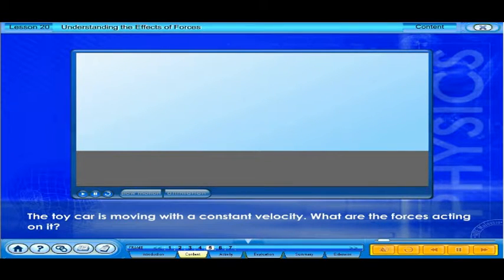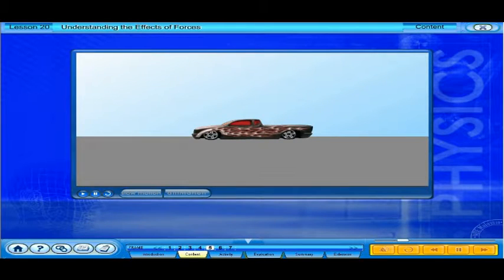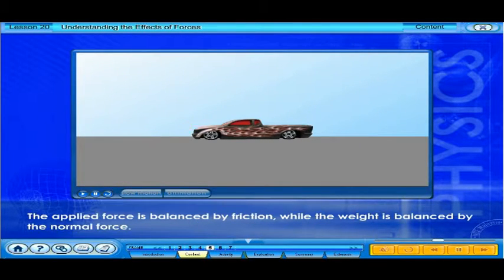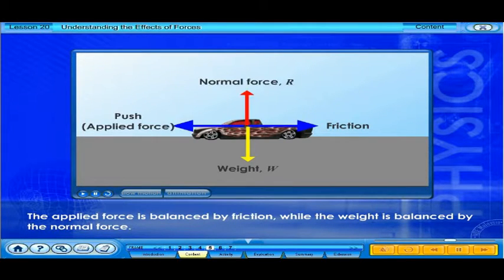The toy car is moving with a constant velocity. What are the forces acting on it? We can draw a free body diagram to show all the forces acting on the toy car. When the toy car moves at constant velocity, the net force acting on it is zero. The applied force is balanced by friction, while the weight is balanced by the normal force.